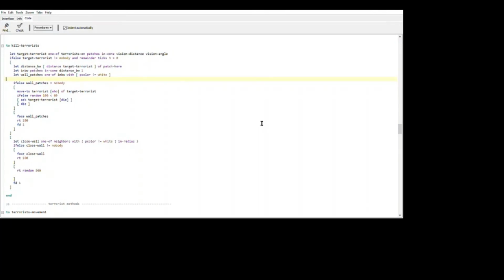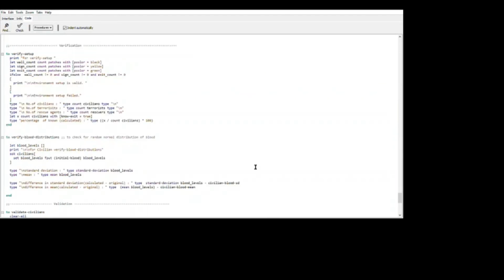It targets a terrorist and finds if the terrorist can be killed, or else whether there are walls between the rescuer and the terrorist. If there is no terrorist also, if there is a wall, it will bounce back from the wall. Next are two verification functions for verifying the setup. The first one is verify setup, where I check the whole environment, whether all the walls, signs and exits are created and agents are created properly. And next is the verify blood distribution function, which verifies the distribution is created correctly as mentioned by the inputs for the civilians' blood.